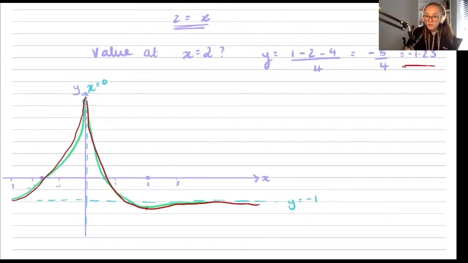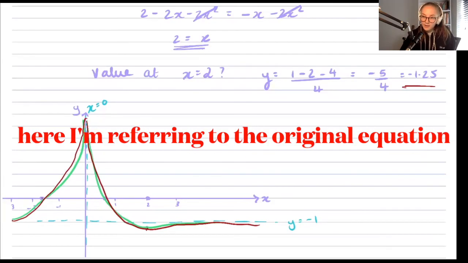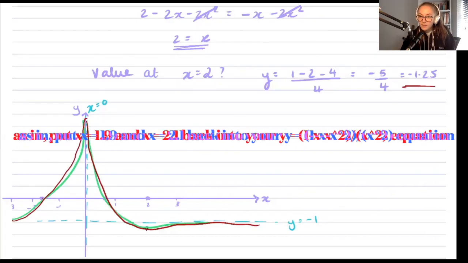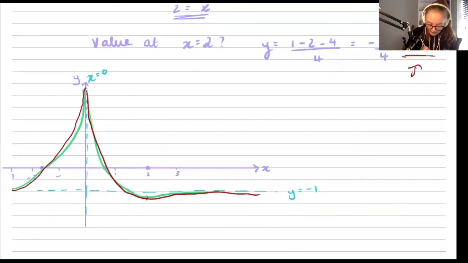Now, if you're not sure if your point at x equals 2 is a maximum or a minimum, you have a choice of two things. You can either take the second derivative and then pop x in and see if that's positive or negative, or you can just plop in a couple of points either side of x equals 2. So say pop in x is 1.9 and x is 2.1 and see if they're higher or lower than -1.25. In this case, they should be higher than -1.25 because it's a minimum. And that'll just give you an indication of whether it's a maximum or a minimum without too much calculus.